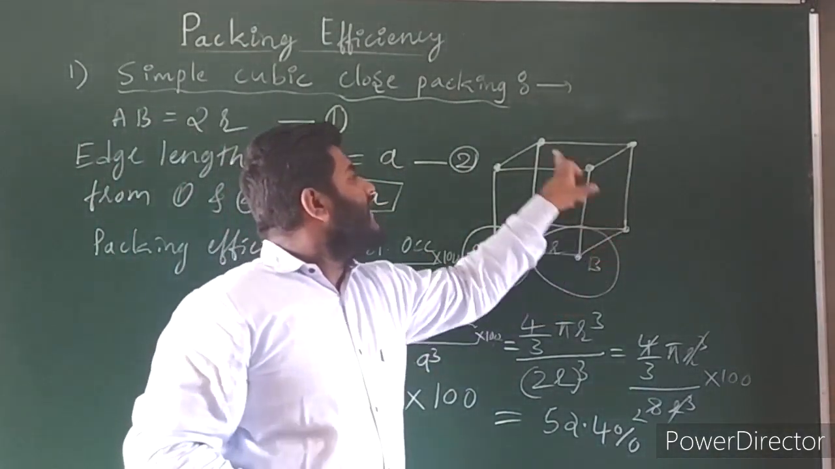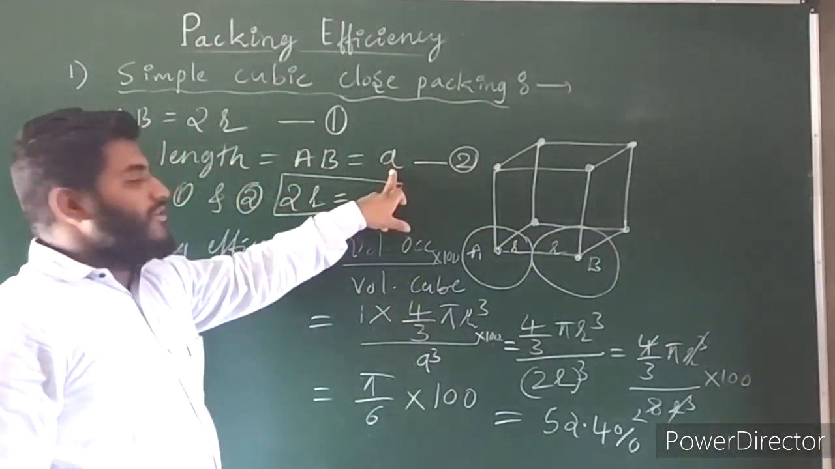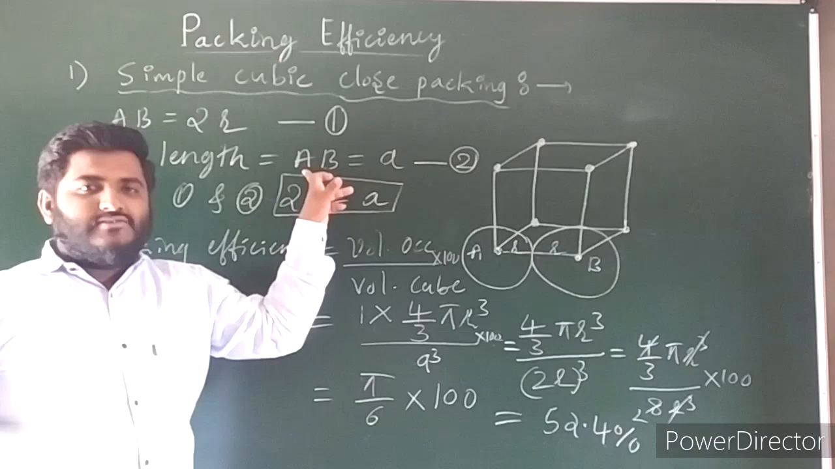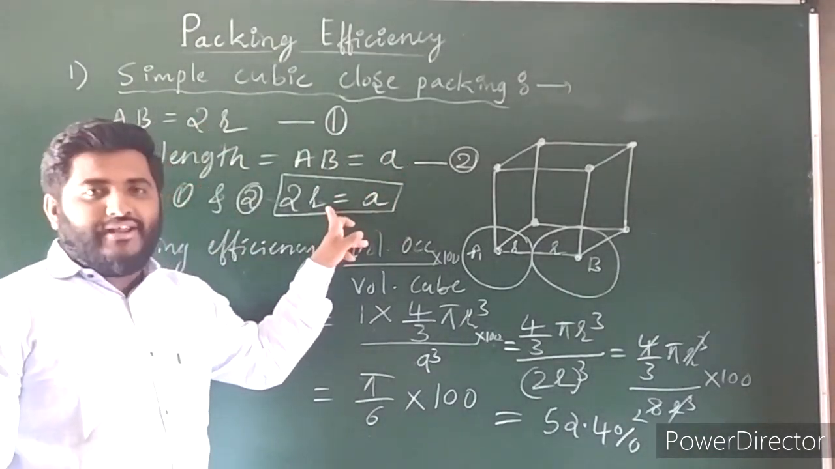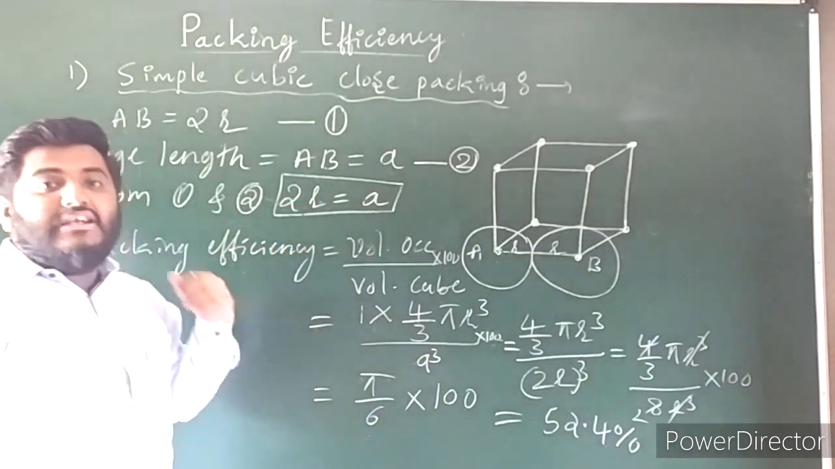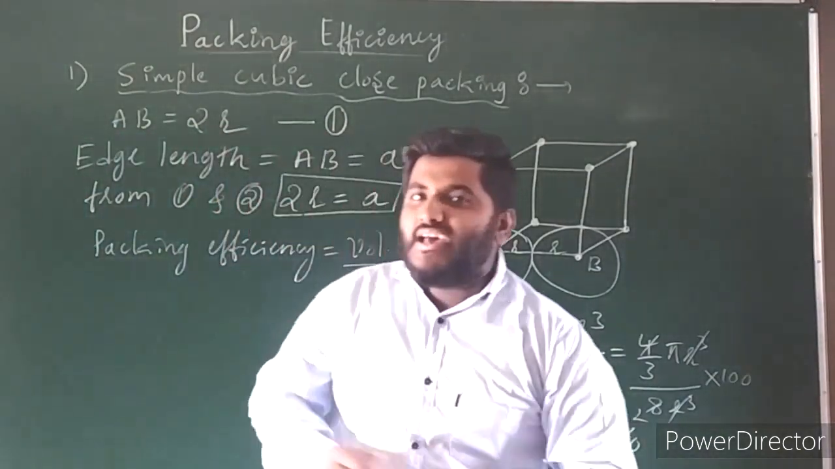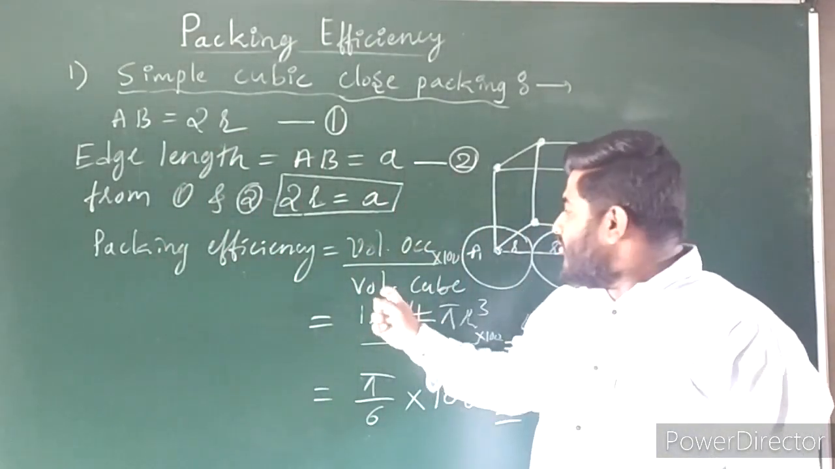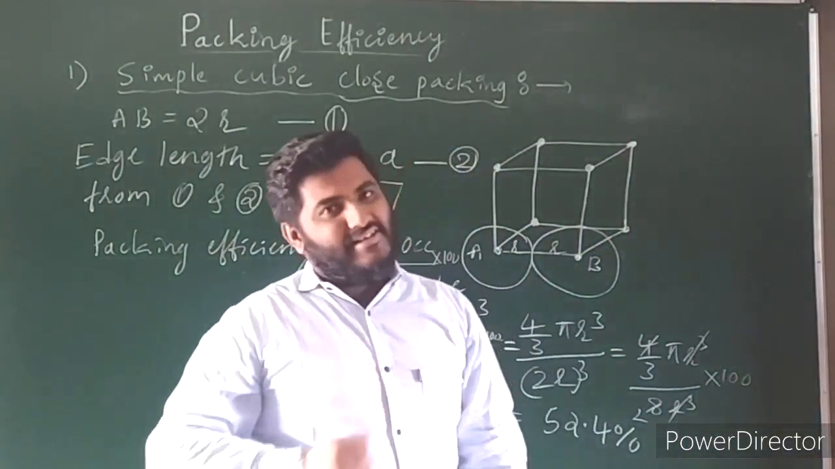This is a, this is a, this is a. In every edge, whatever length you get, that is small a. From 1 and 2, carefully see here, AB is there in both. Therefore, 2r is equal to a. Now keep this as it is. Now you put in the formula of packing efficiency. What is the formula of packing efficiency, guys? Packing efficiency is equal to volume occupied divided by volume of the cube, into 100. Why into 100? Because it is a percentage.